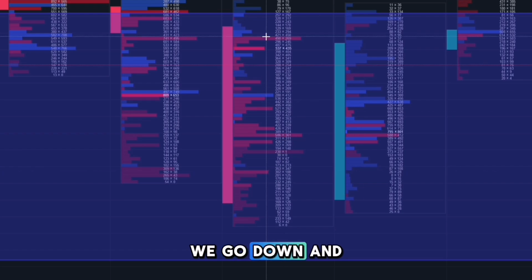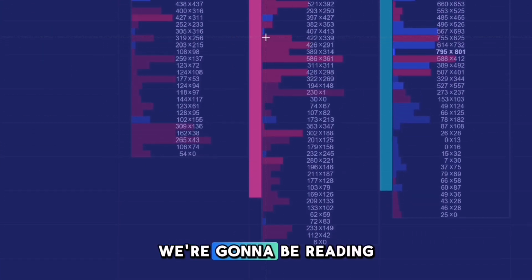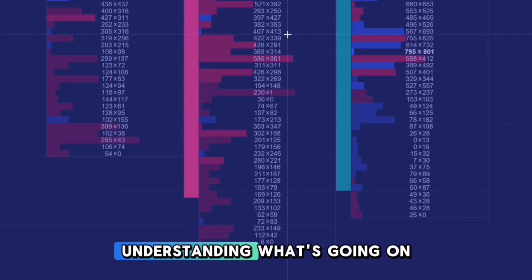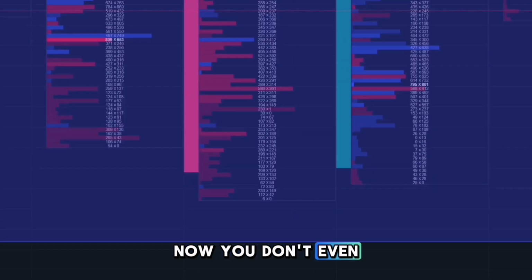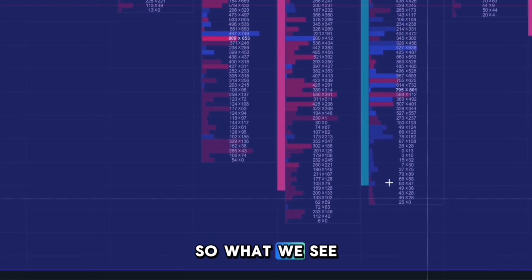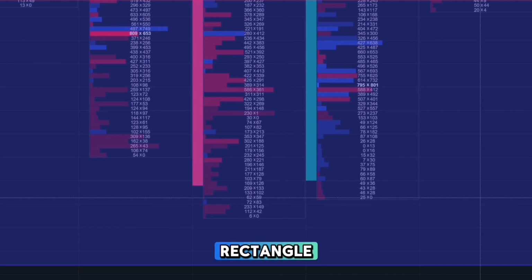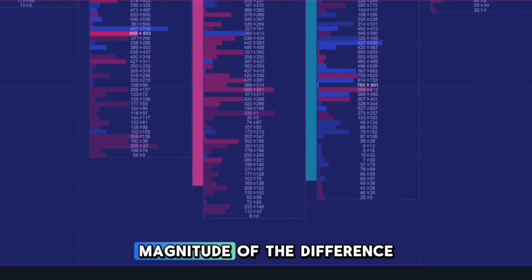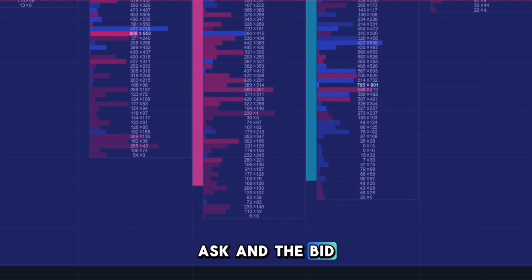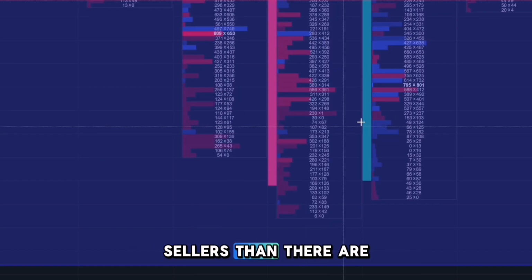Now from here, when we go down and look at regular order flow, we're going to be reading these numbers, right? And we're going to be understanding what's going on over here. Now, you don't even need to read every number. You need to get accustomed to looking at the delta profile. So we can see different shades of red, and we can see different lengths of the rectangle. What this shows us is the magnitude of the difference between the ask and the bid. A red delta, it's intuitive to understand, means that there are more aggressive sellers than aggressive buyers.